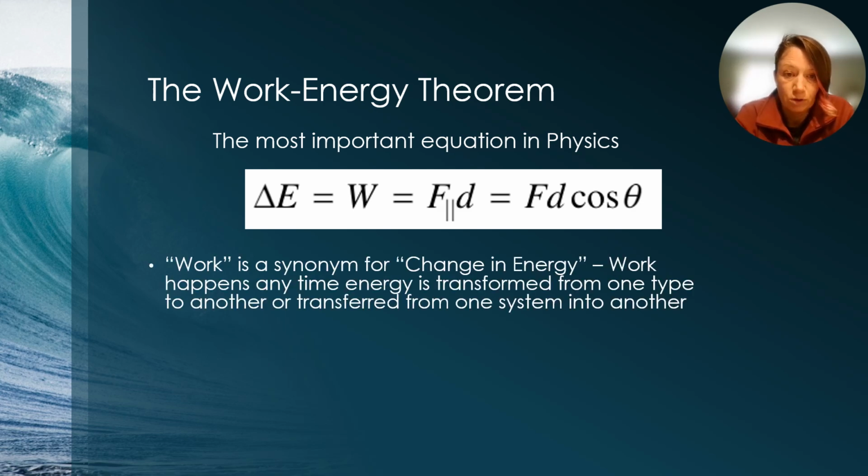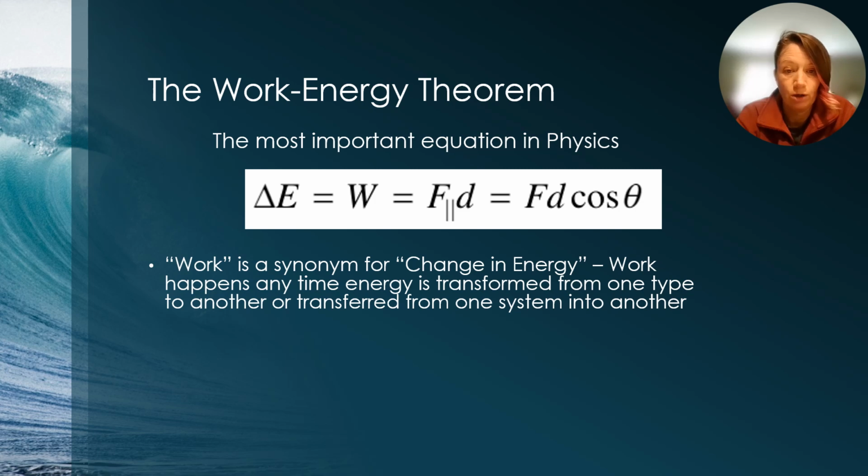The first two portions of this define a new variable, and that variable is W, or work. Work is a little bit tricky to teach because you guys use that word in your lives, but in physics it has a very specific meaning. In physics, work is defined as the change in energy of an object or a system.